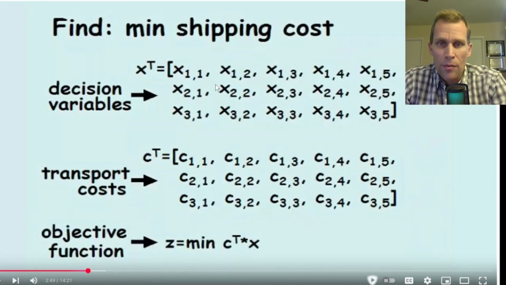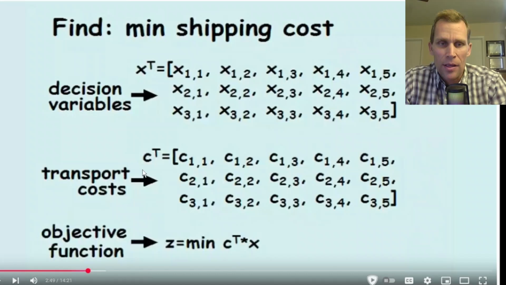This first row here represents the number of cases that's shipped from factory 1 to warehouses 1, 2, 3, 4, and 5. And then the second row here, X sub 2 comma D, would be the amount of cases shipped from factory 2 to warehouses 1, 2, 3, 4, and 5. And then from factory 3 is X sub 3 comma D, where D is the warehouse 1 through 5.